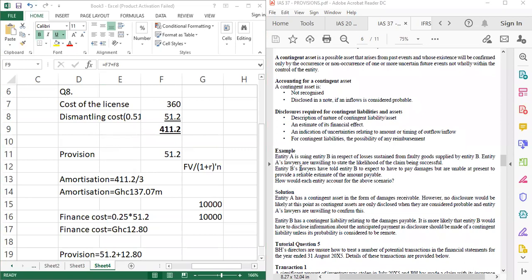Let's look at example 1. Entity A is suing entity B in respect of losses sustained from faulty goods supplied by entity B. Entity A's lawyers are unwilling to state the likelihood of the claim being successful. Entity B's lawyers have told entity B to expect to have to pay damages, but are unable at present to provide a reliable estimate of the amount payable. How will each entity account for the above scenario?